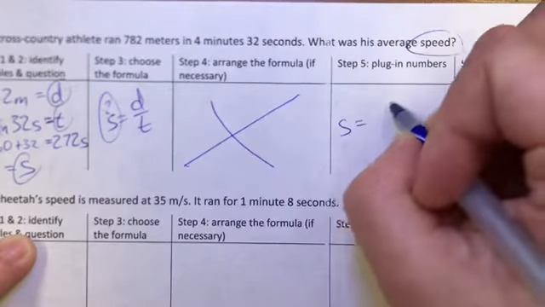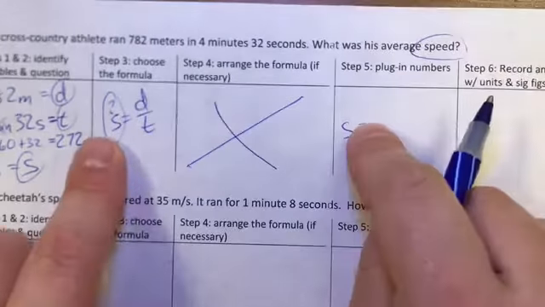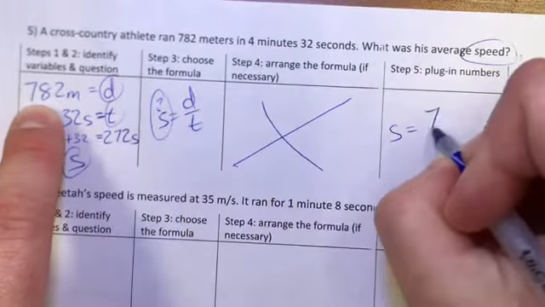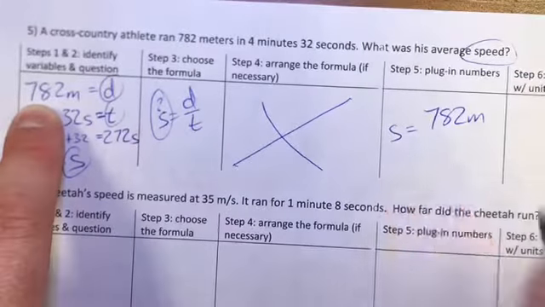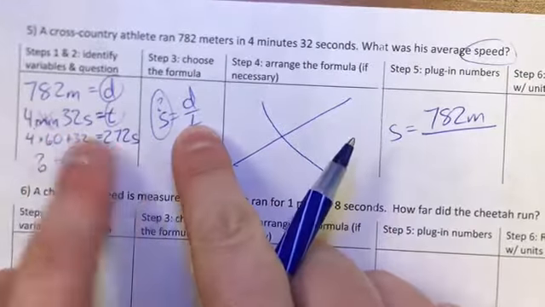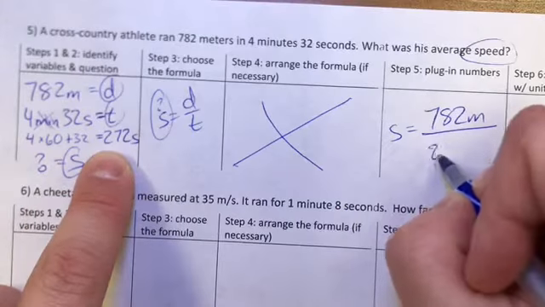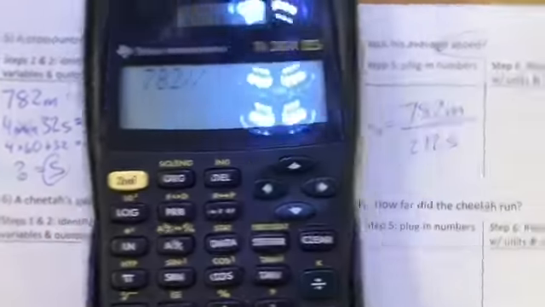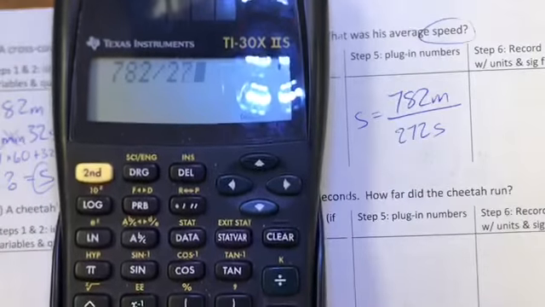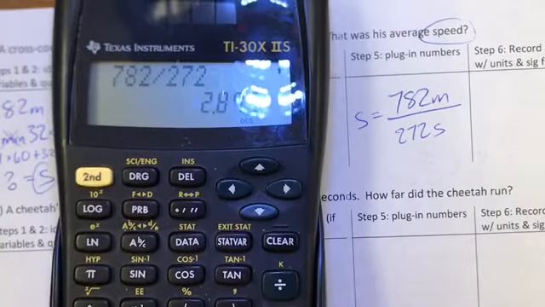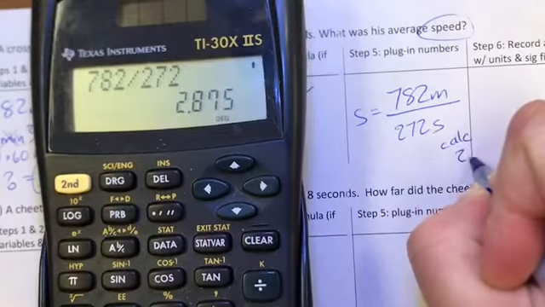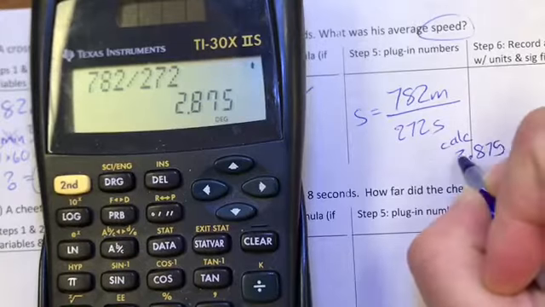Speed is my question, so I do not need to rearrange the formula. Plugging in numbers here. So doing substitution, distance, instead of writing the D, 782 meters, divided by, instead of T, the 272 seconds. So 782 divided by 272 gives us, calculator says, 2.875.